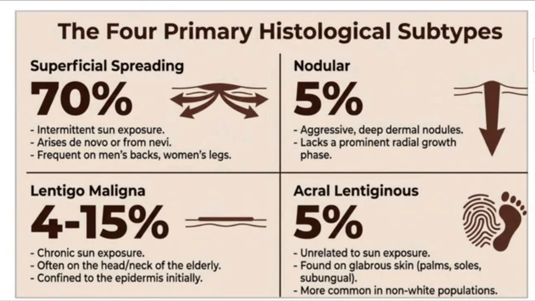Then there is acral lentiginous melanoma. About 5% of melanomas are acral lentiginous, not related to sun exposure, occurring on hairless skin, that is palms, soles or under the nails, most common in the non-white population.